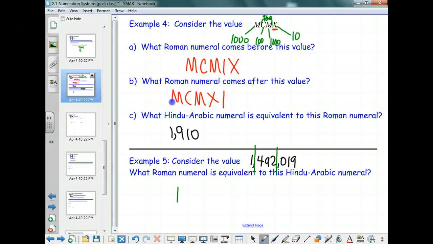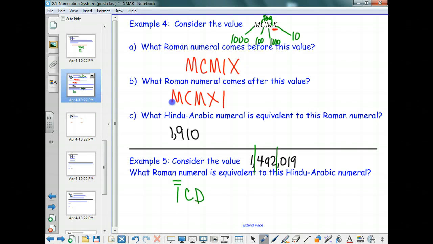How do I turn the number 1 into 1 million? 2 bars on top of it. Are you with me? Okay. Now we're at the 492. How do I get 400? One piece at a time. 400. Which one is it? CD, right? Because C is 100, D is 500, so this would be 400. We'll get all the bars in a minute.